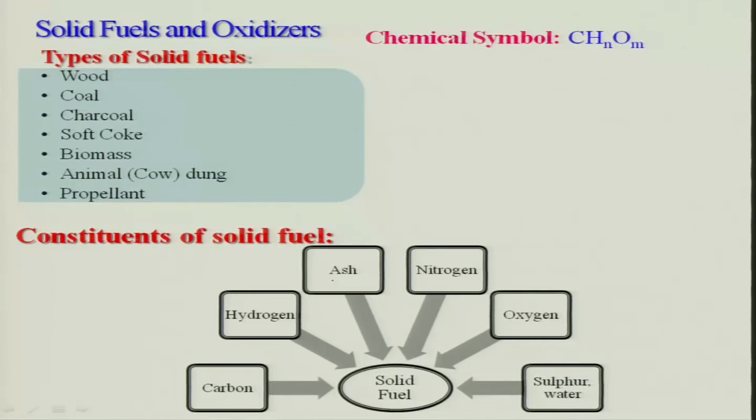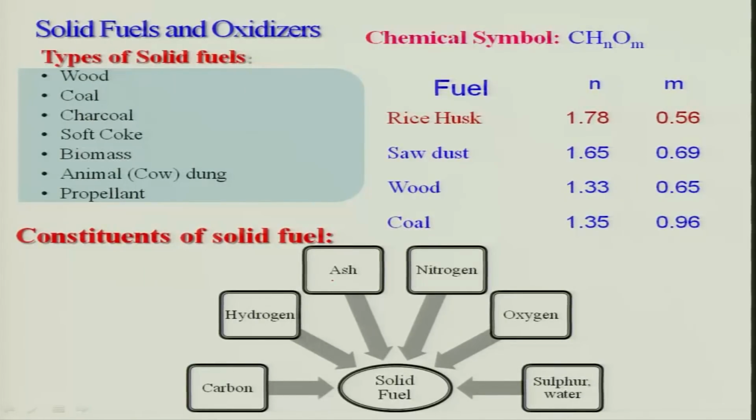But it is very difficult to put a chemical formula. However, I have given a simple model, not given by me, it is given by others, I am just quoting, they have said CHNOM, and these are the values, like 1.78, 0.56, sawdust 1.65, 0.69, these are all semi empirical things, right. And keep in mind that there are some complex formulas also, where nitrogen is coming into the picture and sulfur is also coming into the picture. But I have taken the simplest one.